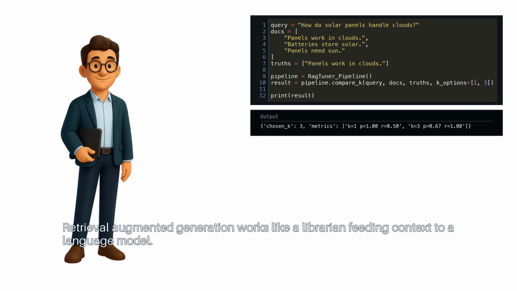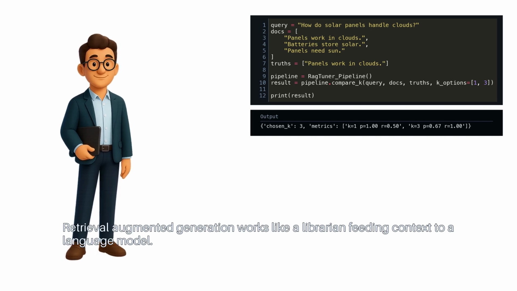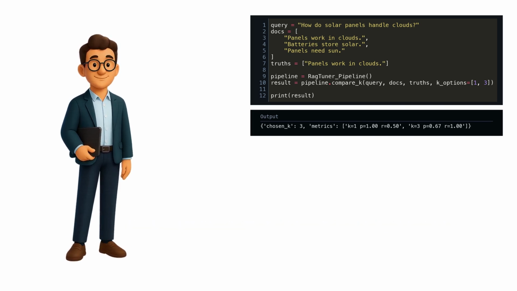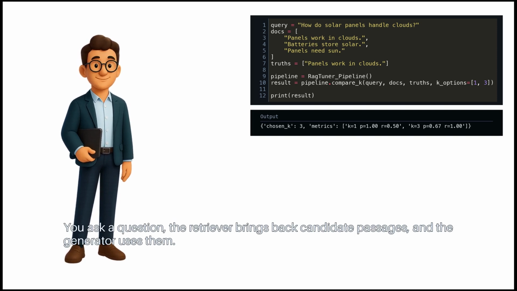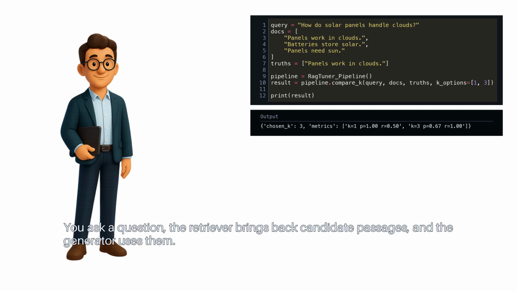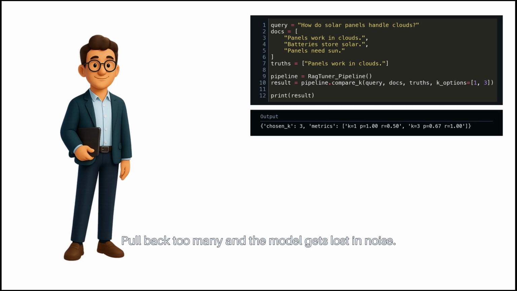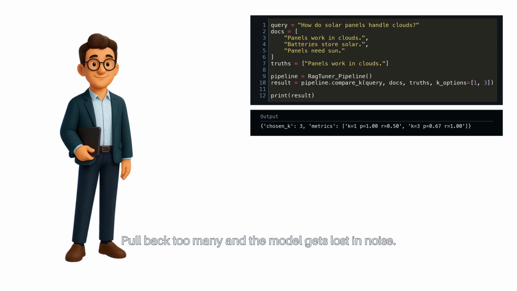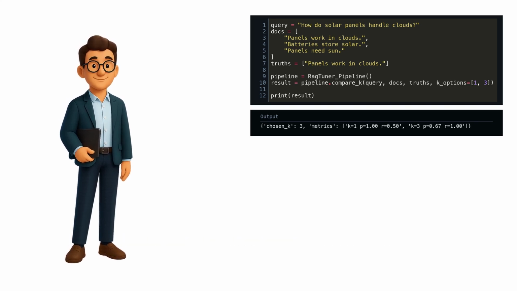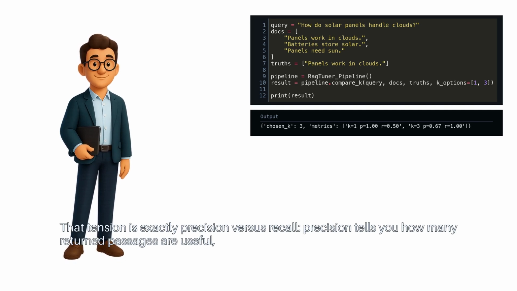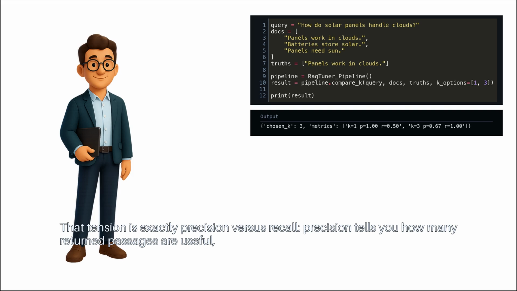Retrieval-augmented generation works like a librarian feeding context to a language model. You ask a question, the retriever brings back candidate passages, and the generator uses them. Pull back too few passages, and you miss the evidence. Pull back too many, and the model gets lost in noise. That tension is exactly precision versus recall.